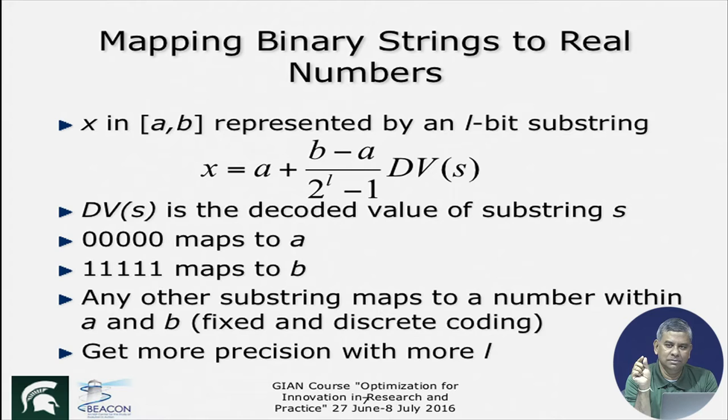Okay? And if you go from one string to its next, what is the change in the decoded value? 1, right? The two neighboring strings have a decoded value difference of 1. Is that okay? Everybody with me? Okay? So you have a value of 1 here. So when you go from one to the other, how much is the change in X?